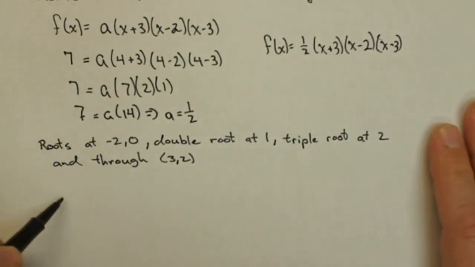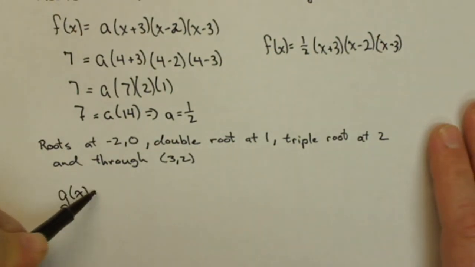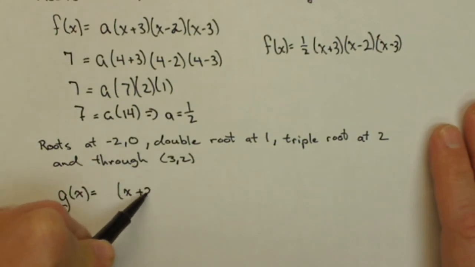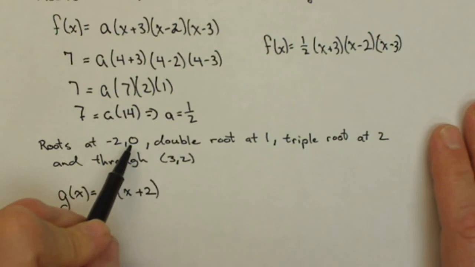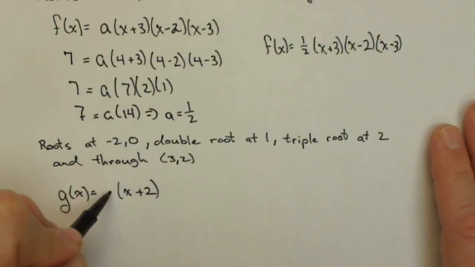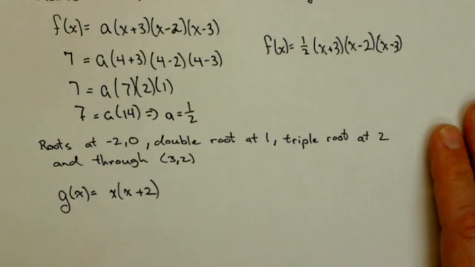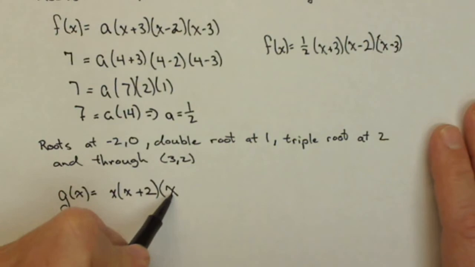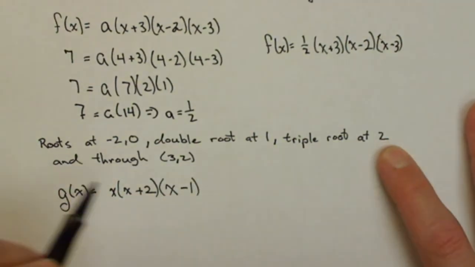So this polynomial here, we'll call it g of x. It has roots at negative 2 and 0, so that'd be x plus 2. For a root at 0, you can put x minus 0, but we can just put an x. That's going to mean 0 makes this whole thing 0. Then x minus 1, because 1's a root, and x minus 2.